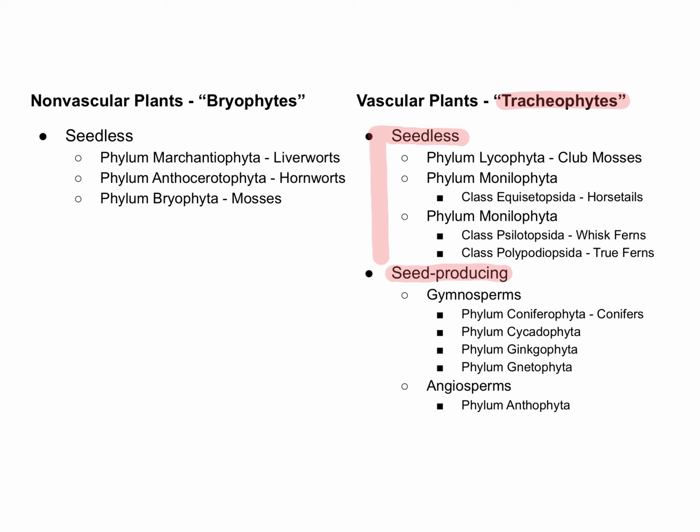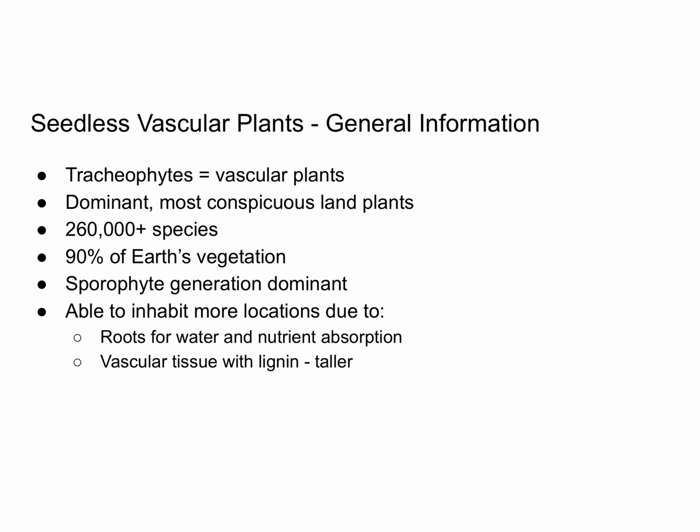And as you can see, there are several different phyla and some classes of these seedless vascular plants that we're going to talk about. Vascular plants are also called tracheophytes, and that's because they have tracheid cells that make up the vascular tissue.